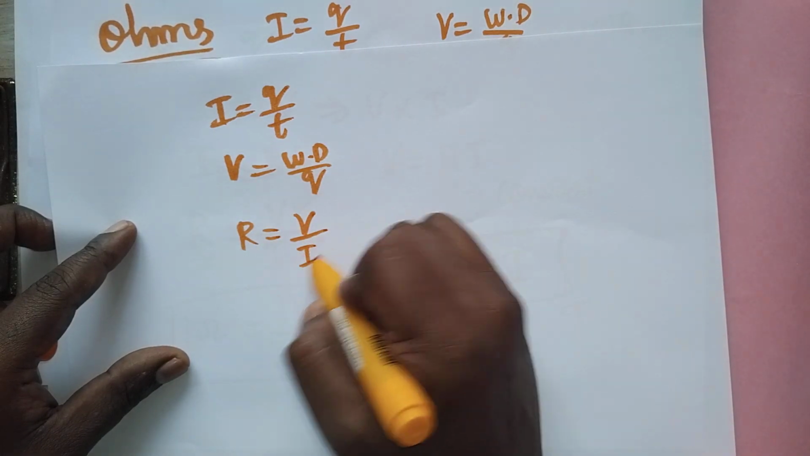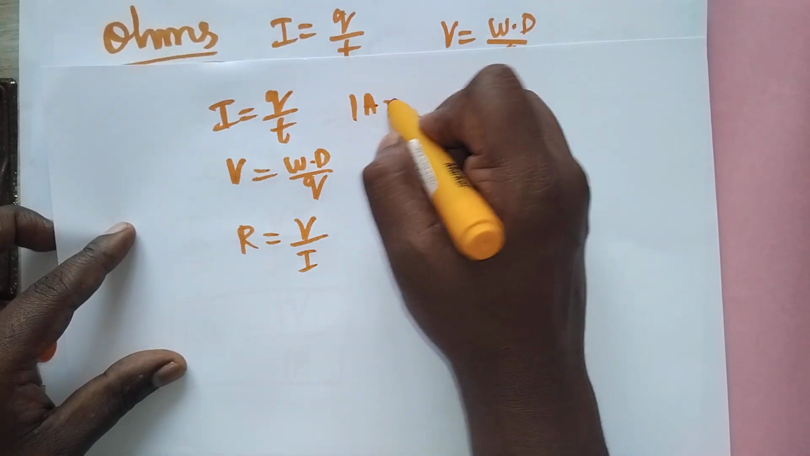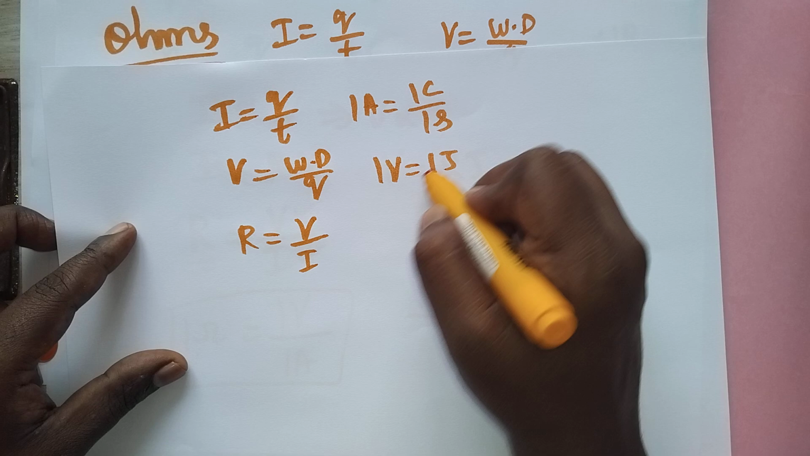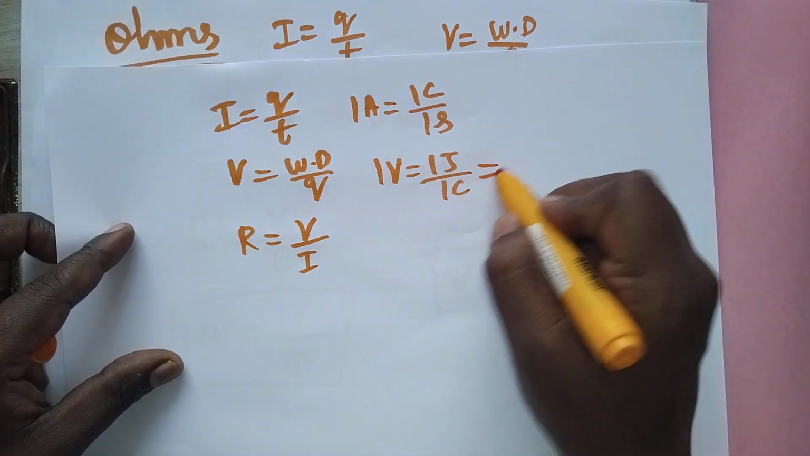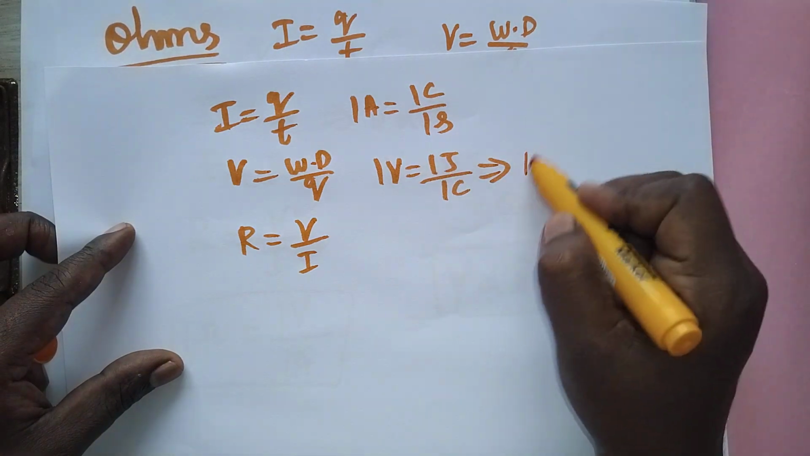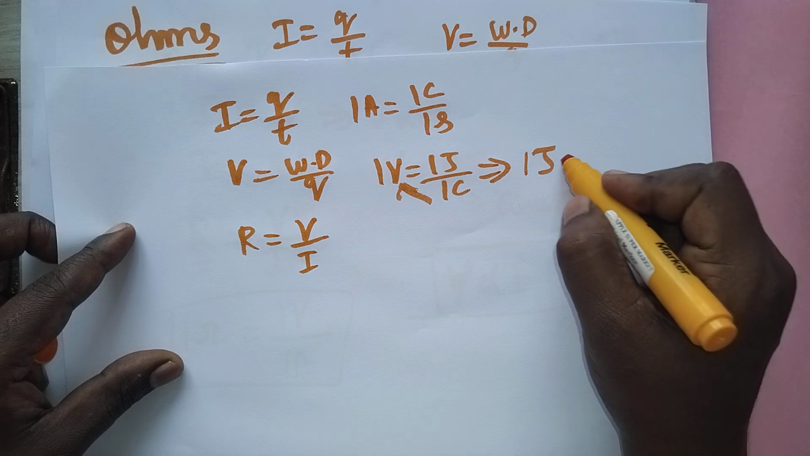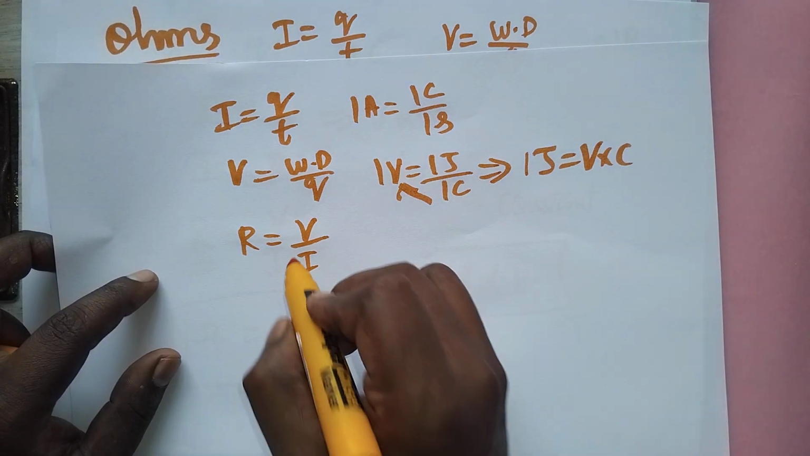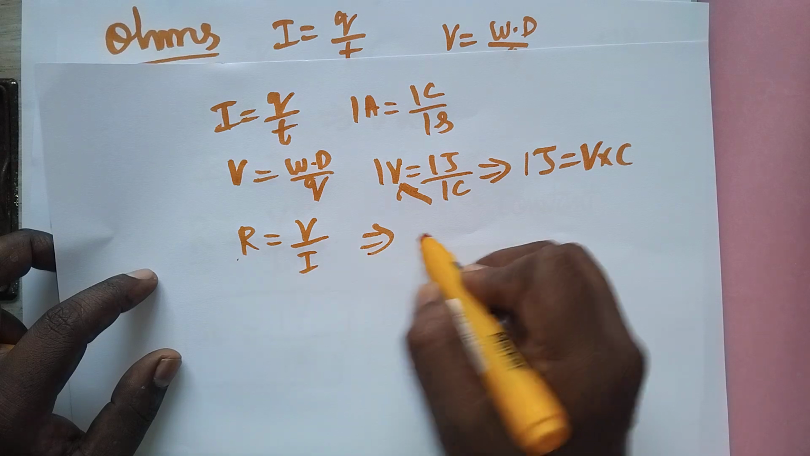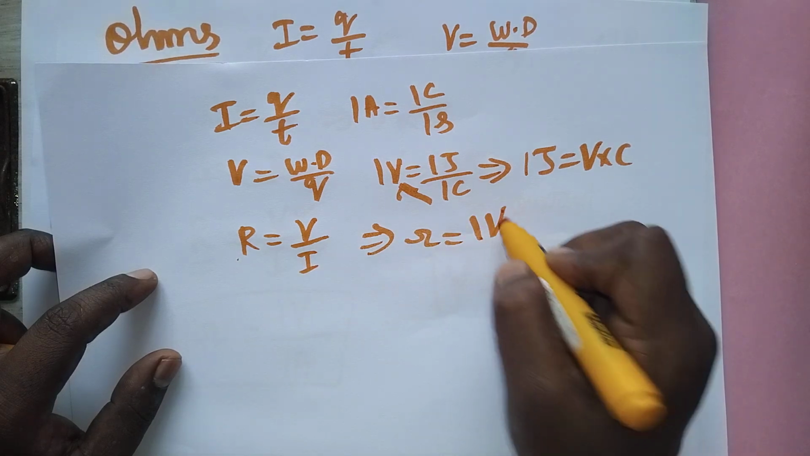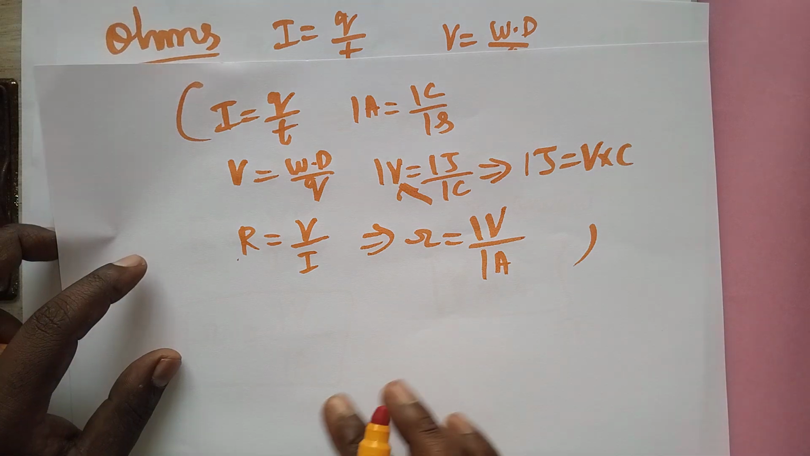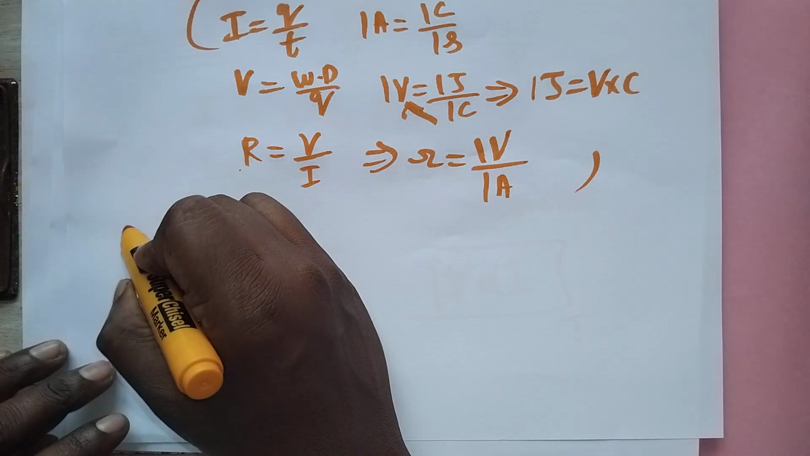So 1 ampere is equal to 1 coulomb by 1 second. 1 volt is equal to 1 joule per coulomb. Same formula you can write: 1 joule is equal to volt into coulombs. So what is the unit of resistance? Ohms. 1 ohm is equal to 1 volt by 1 ampere. These three are the important formulas.